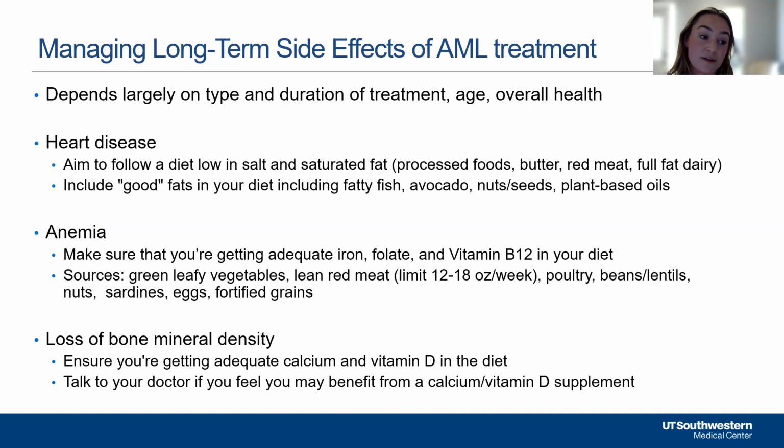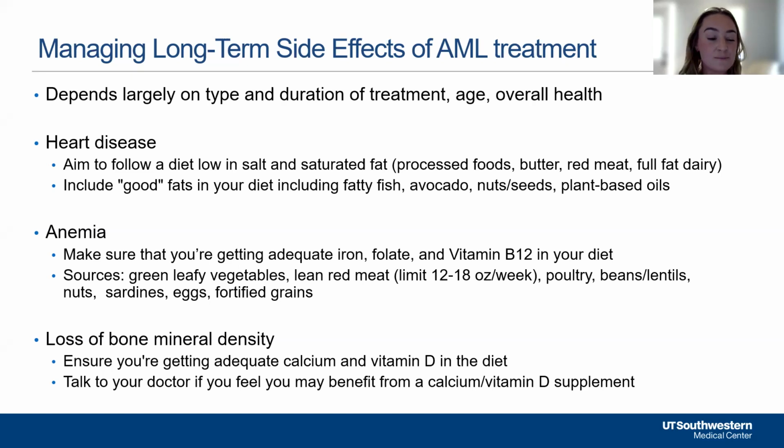Anemia can also be common as well. So it's important to make sure you're getting adequate iron, folate, and vitamin B12 in the diet. That's going to come from things like dark green leafy vegetables like kale, spinach, collard greens, red meats, more lean red meats, of course, limiting to about 12 to 18 ounces per week, like we talked about before. Poultry, beans and lentils, nuts and seeds, sardines, eggs, and fortified grains as well are also good sources of those nutrients.